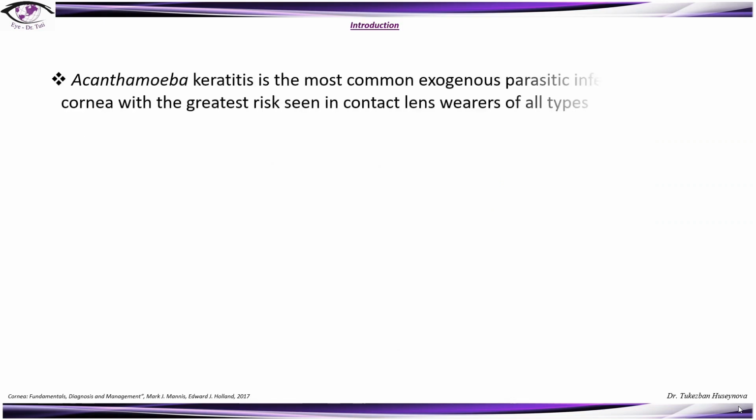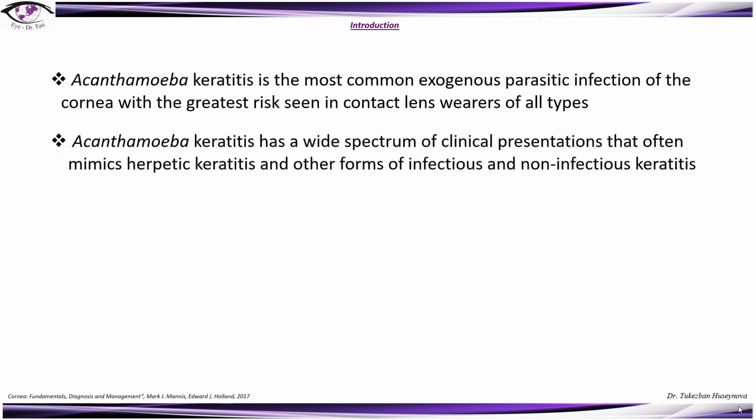Introduction. Acanthamoeba keratitis is the most common exogenous parasitic infection of the cornea, with the greatest risk seen in contact lens wearers of all types. This type of keratitis has a wide spectrum of clinical presentations that often mimics herpetic keratitis and other forms of infectious and non-infectious corneal inflammation.